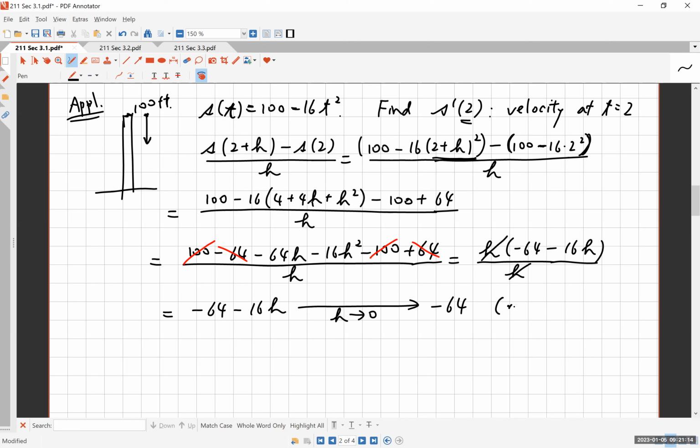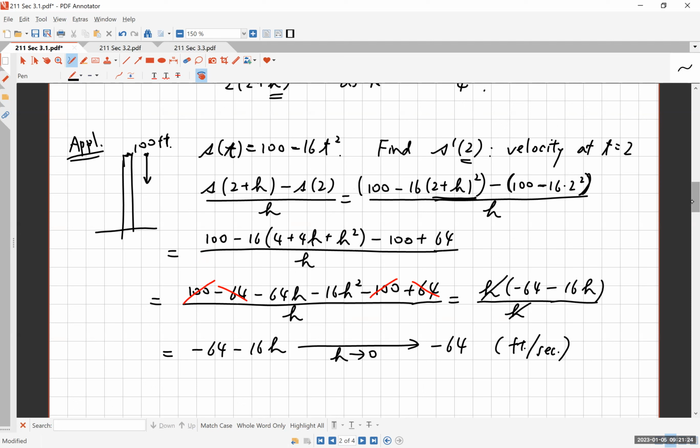And so, what is that? It's feet per second. And so after only 2 seconds, the object is already going down at quite a high rate, or high velocity, which is negative 64. Negative meaning it's going down. Okay, 64 feet per second. And so this is an application.